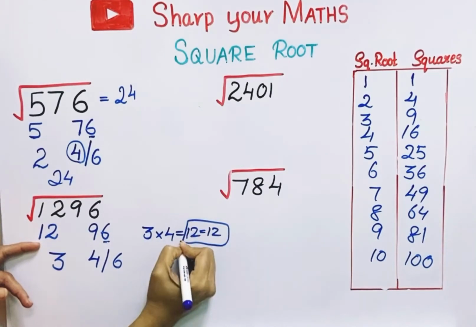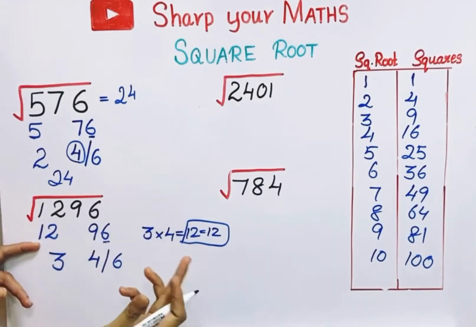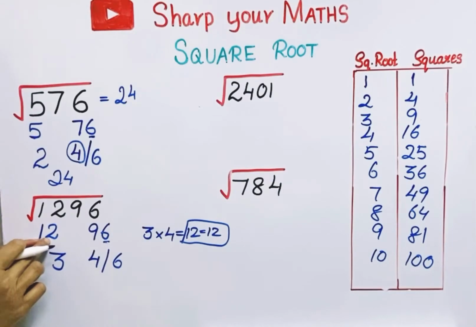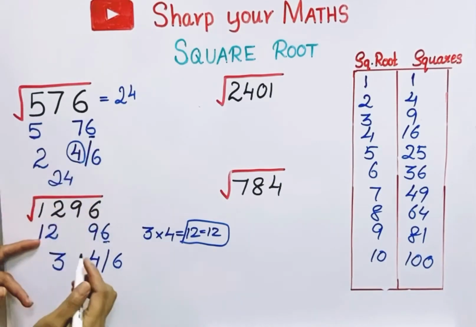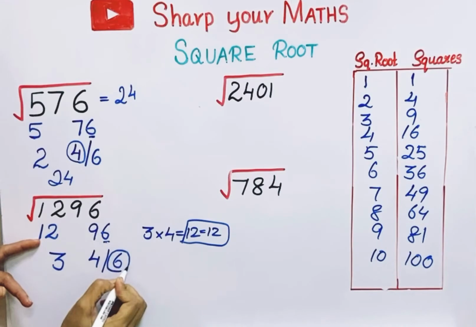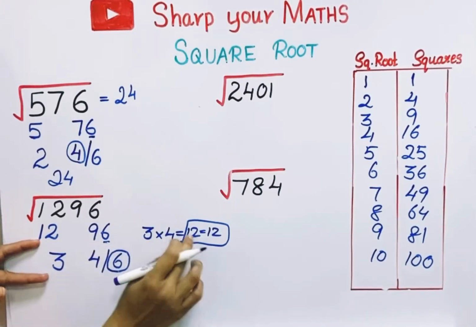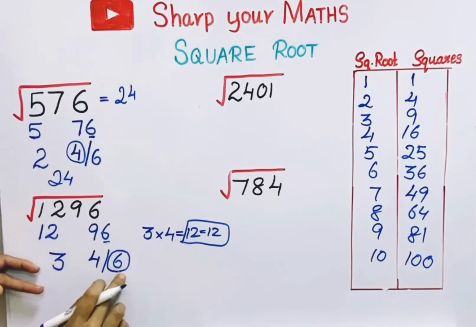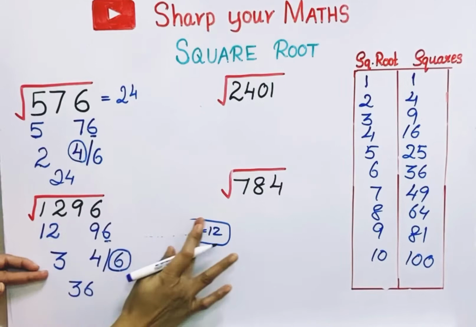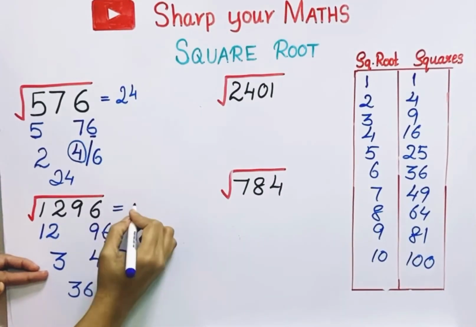If it is equal or if the question number is bigger, you have to choose the bigger number. See here, after multiplying 3 into 4 it's 12. 12 and 12 it's equal. So you have to choose the bigger number. So it means that 36. 1296 square root is 36.